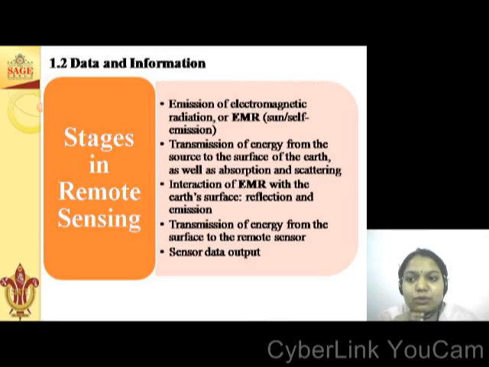Next, the second module, data and information, where 5 stages are there. First is emission of electromagnetic radiation. Second is the transfer of electromagnetic radiation, which includes 2 phenomena, that is absorption and scattering. Third is the interaction of EMR with the Earth's surface, that is reflection and emission. And the fourth is the transmission of energy to the remote sensors to get a proper output at the last. So this is how data is transferred through signal process and we get a proper output.